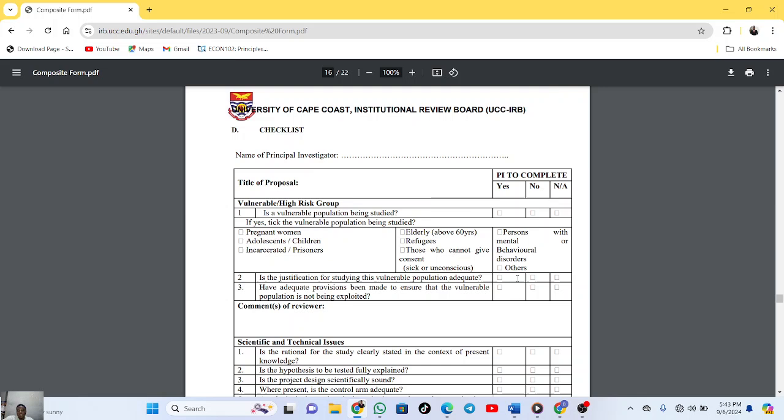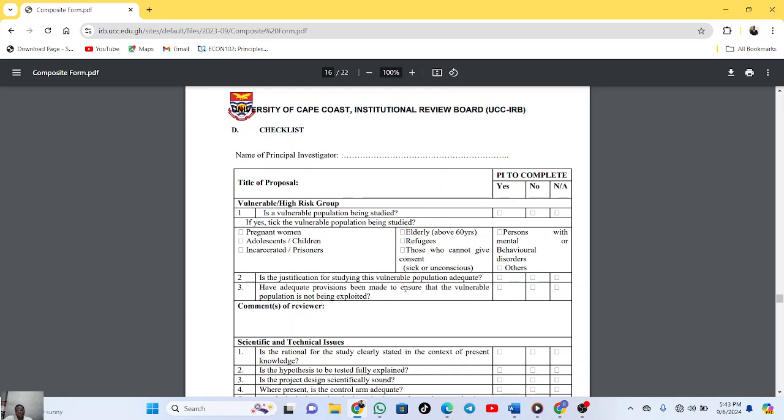So you just have to tick yes or no or not applicable based on the question that you read or based on the statement. So first of all, you bring the name of the principal investigator. So if you are Kofi, you bring your name, Kofi. Then the title of your research, you bring it.